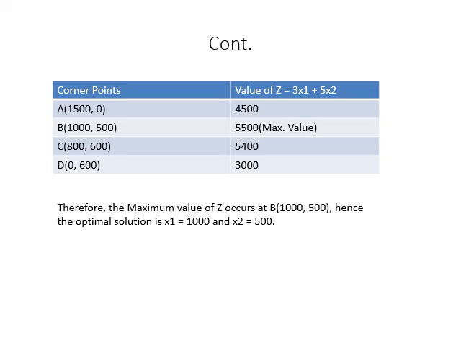So now check the three corner points. A: x1 equal 1500, x2 equals 0. The intersection point B: x1 equal 1000, x2 equal 500. The next intersection point C, where x1 equal 800 and x2 equal 600. The last point is x1 equal 0, x2 equal 600.